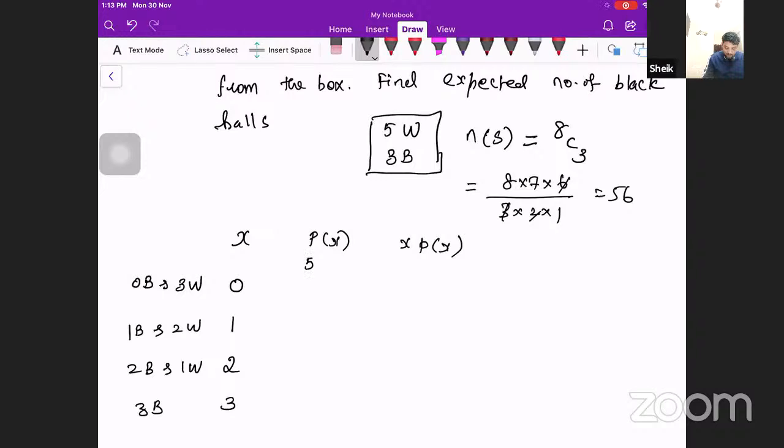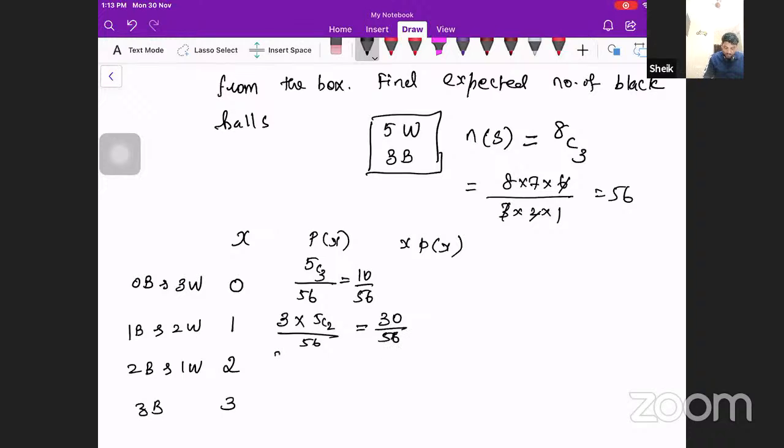So what is the probability of getting no black ball? That is, all 3 are white. It will be 5C3 divided by 56. 5C3 is 10, so 10 by 56. Next, 1 black and 2 white. 1 black is 3C1, 2 white is 5C2, divided by 56, which is nothing but 30 by 56.